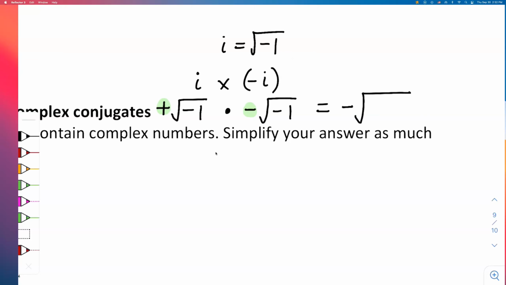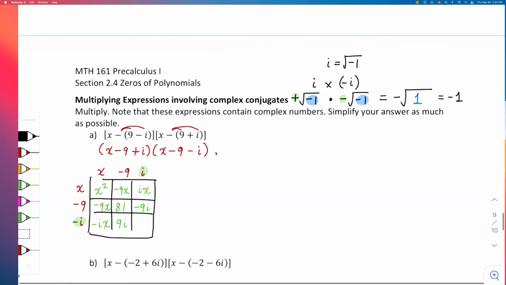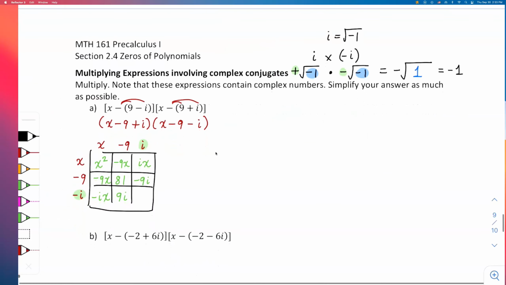Now let's multiply the numbers inside. If you multiply negative 1 times negative 1, negative times negative will give you positive 1. So what's that going to be? Square root of 1 is just 1. So that comes out to be negative 1. So our last multiplication, i times negative i, is negative 1.